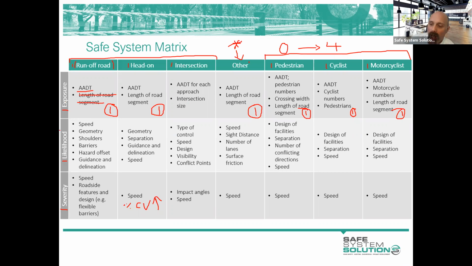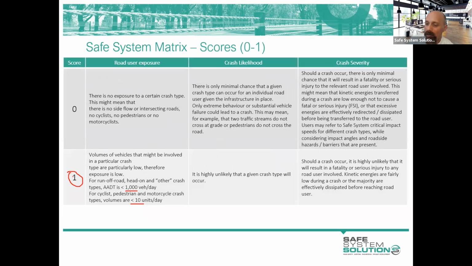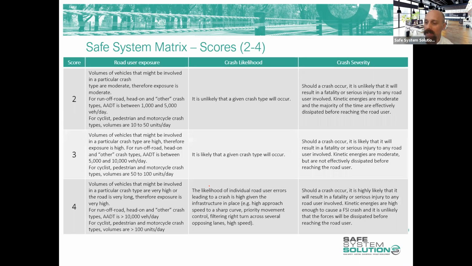Then we get into the likelihood score. And this is the one where you're going to need to put lots and lots of dot points to justify how you arrived at your number. So let's have a look at this. And we see a number for 1 here. It is highly unlikely that a given crash type will occur. Well, that's not much information, is it? Well, let's go up a little bit.